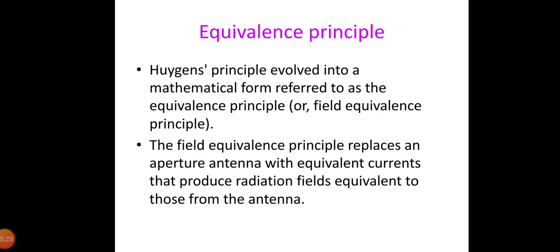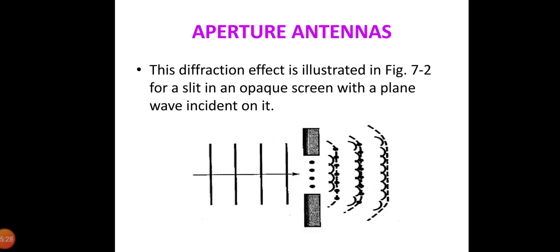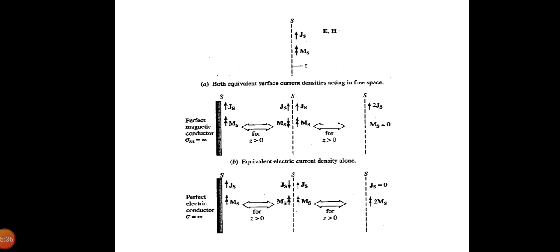Huygens' principle evolved from the mathematical principle, as I said earlier. It is called the field equivalence principle. This is the diffraction effect for a slit in an opaque region with a plane wave incident on it. And in the equivalent problem, the sources exterior to V are not changed since they are none.